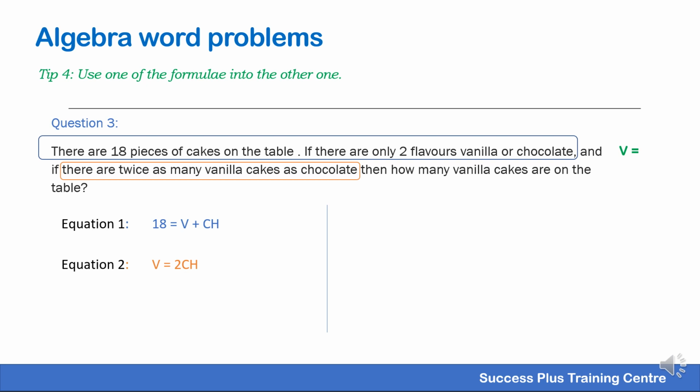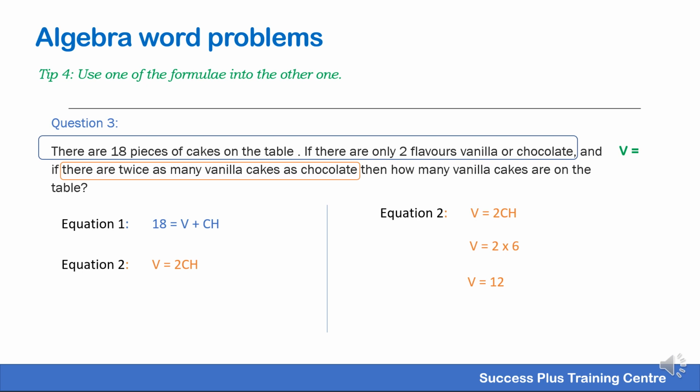This means we should be able to solve this question and find those 2 missing pieces of information. To solve this question, I must have one main equation with only one missing piece of information. To do so, I need to replace V by 2CH. This means 18 equals 2CH plus CH, which also means 18 equals 3CH. To find the value of CH, I need to use the inverse of multiplication, so I need to divide both sides by 3. This means the number of chocolate cakes I have on the table equals 6.